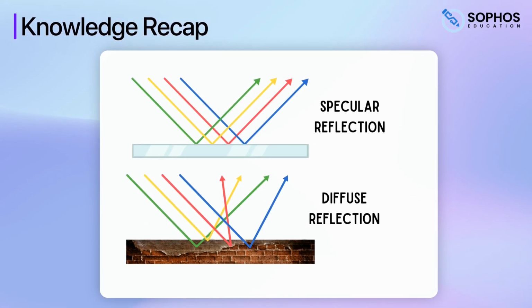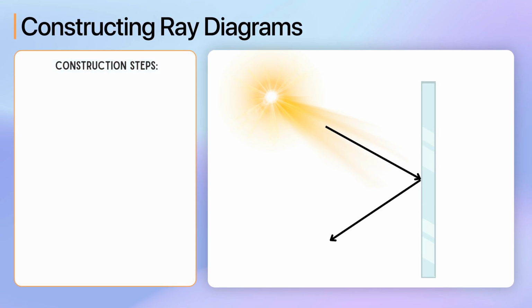So far, we have delved into the concept of reflection, understanding how waves change direction when they encounter a reflective surface. Building on this foundation, we can now explore constructing ray diagrams to visually illustrate how reflection occurs. Let's get started by taking this theory and applying it step by step to see how waves behave when they encounter a reflective surface. We'll begin by representing the reflective surface where the reflection occurs.